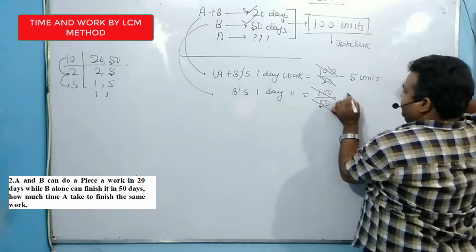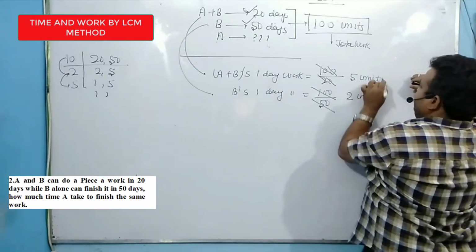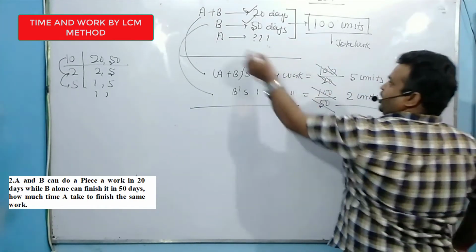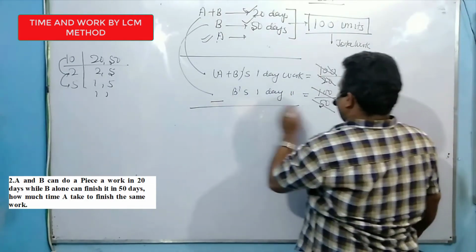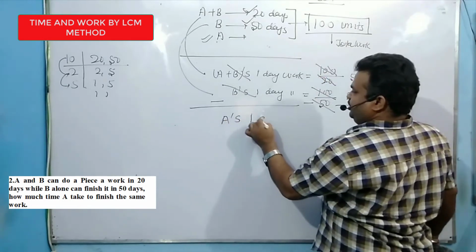It means B manufactures how many units? 2 units per day. B manufactures 2 units per day. Now you need to calculate A. So what is A's one day work? If you subtract this value, B is gone, so you can find out A's one day work.